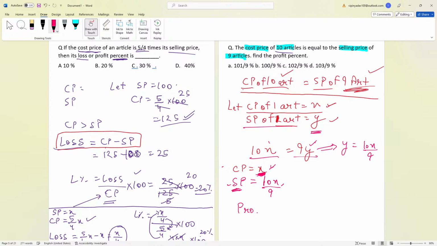So profit, let me tell you that first. That will be selling price minus cost price: 10X by 9 minus X over here. Take the LCM, 9. 10X minus 9X will be X. X by 9, we have got the profit.